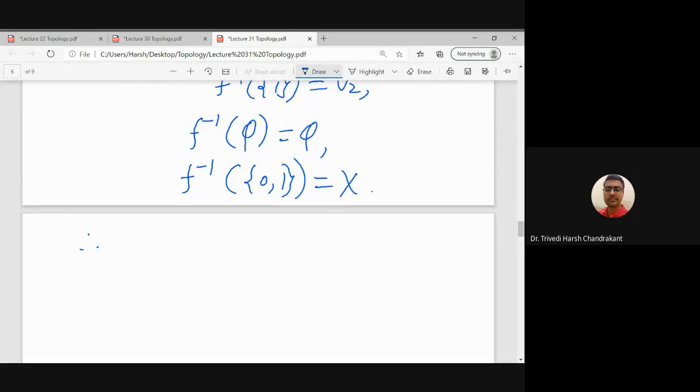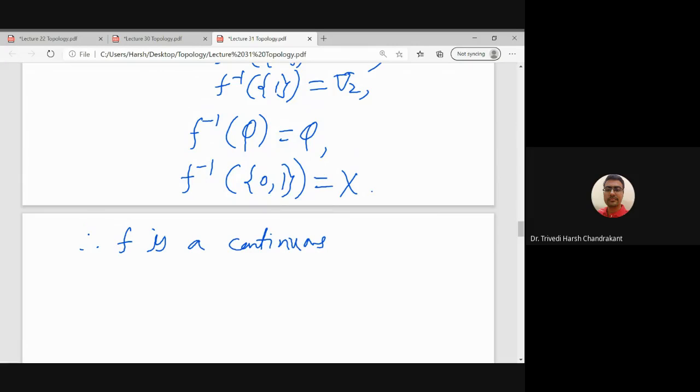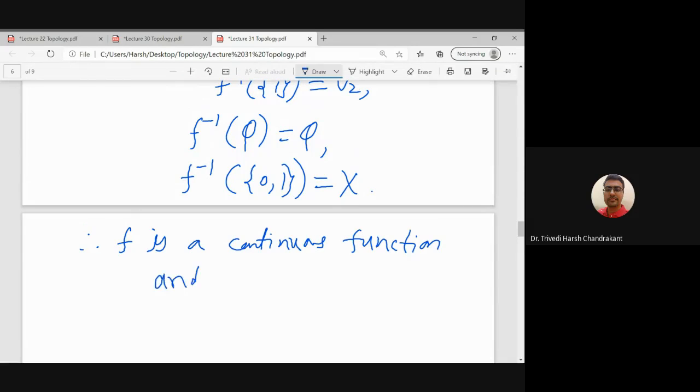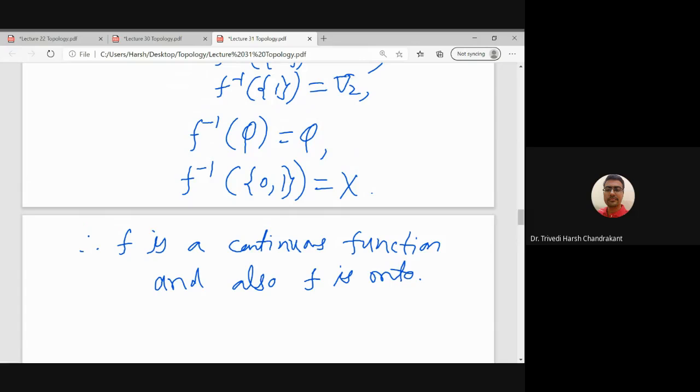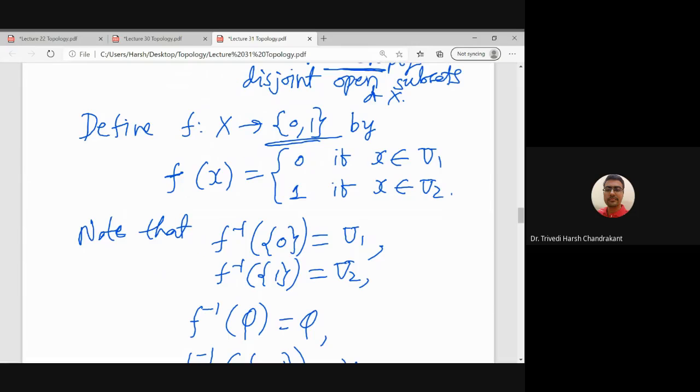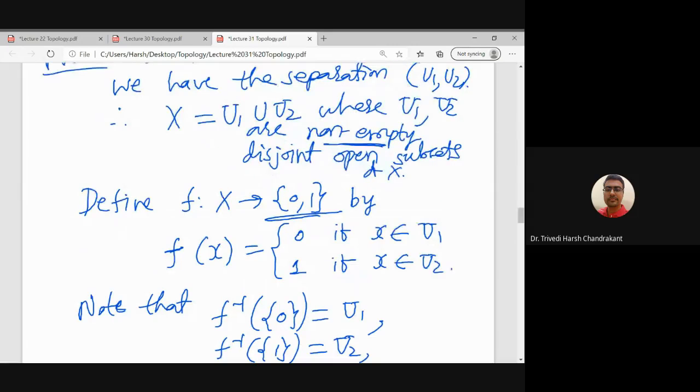Also, f is an onto function. Why is f onto? Because if you take x belonging to U1, then f(x) is 0, and if x belongs to U2, then f(x) is 1. So both values 0 and 1 of the codomain are attained by f. So f is a continuous function which is surjective.